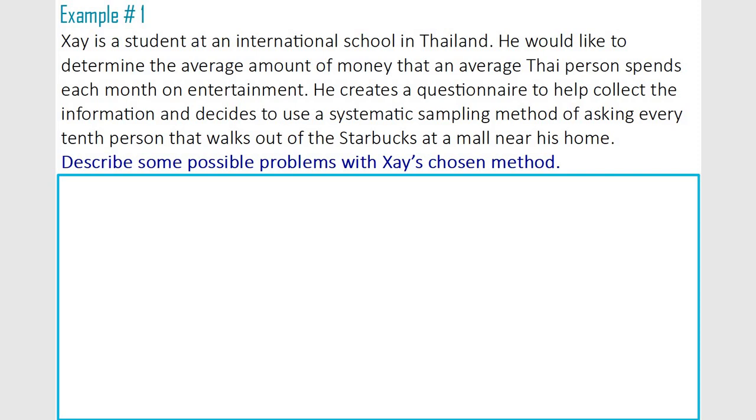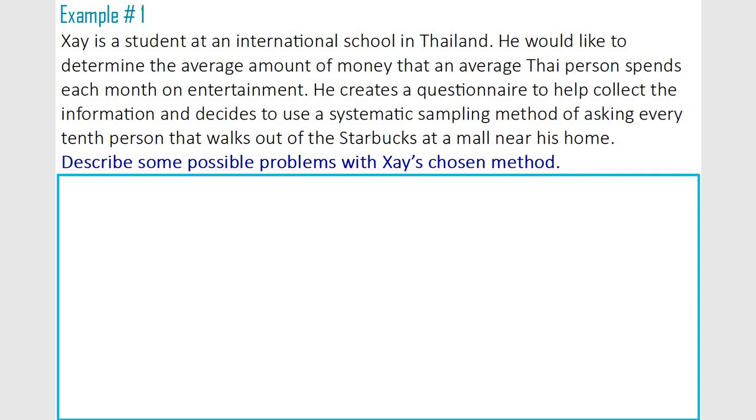So, Zay is a student at an international school in Thailand. He would like to determine the average amount of money that an average Thai person spends each month on entertainment. So he makes a questionnaire, and he asks every 10th person that walks out of Starbucks at a mall near his home. So what's wrong with this?